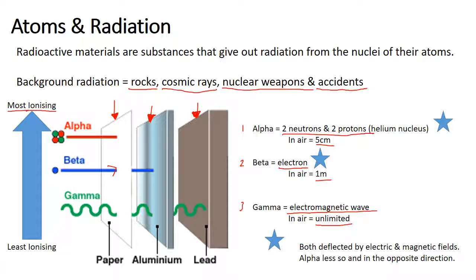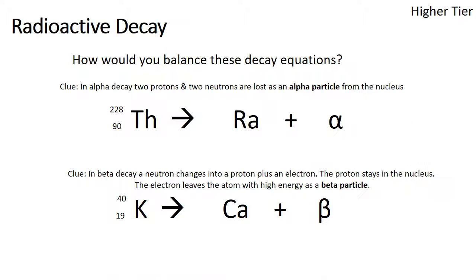Now, the final thing you need to know is alpha and beta radiation can both be deflected by electric and magnetic fields. Gamma cannot, because it's just a wave. You also need to be aware that alpha, because it's slightly larger, isn't deflected as much as beta. So deflected means moved off course. And also it deflects in the opposite direction.